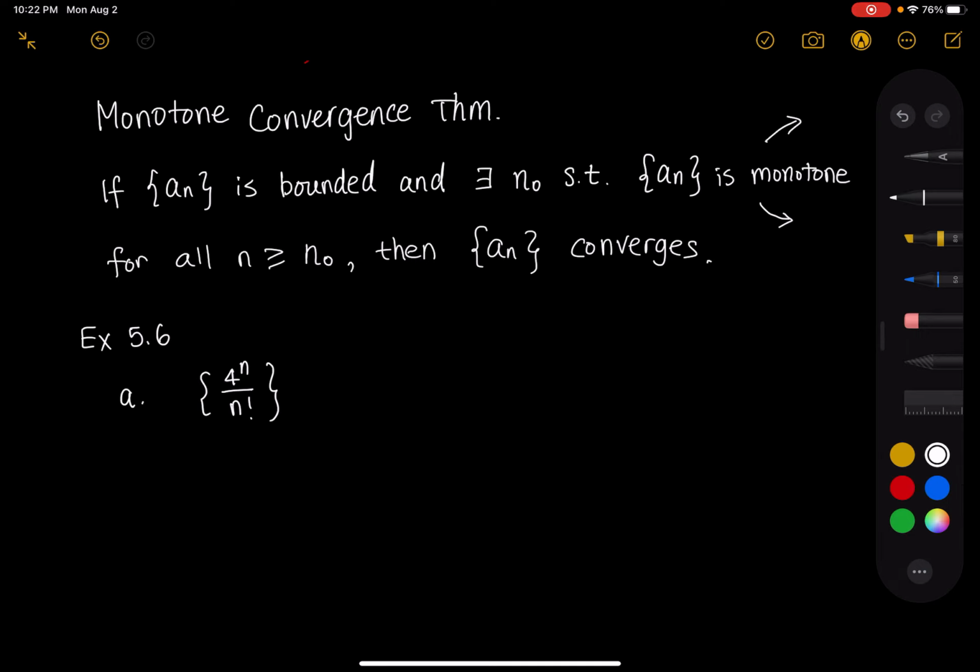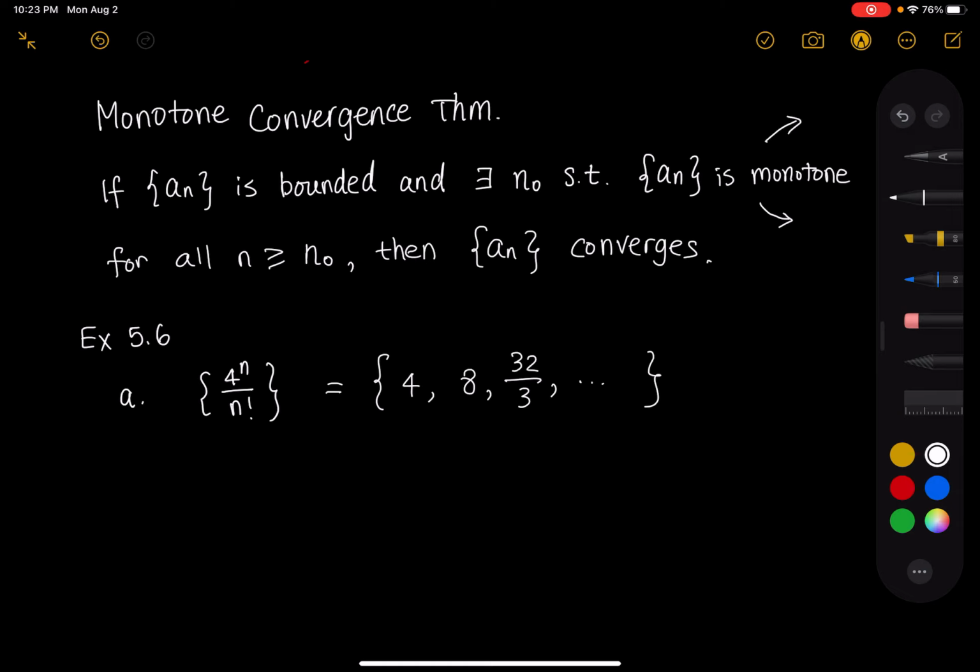So you can write out the first few terms. When n equals 1, you get 4 over 1 factorial, so you get 4, and then you get 8, and then you get 32 over 3. So you just follow the textbook and calculate the first few terms. At first, the terms increase. However, at the tail, it decreases. And in fact, the terms decrease for all n greater than or equal to 3.